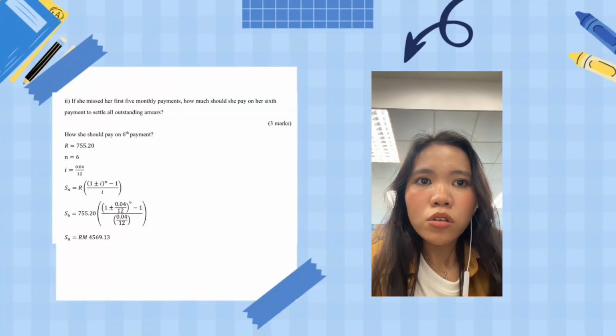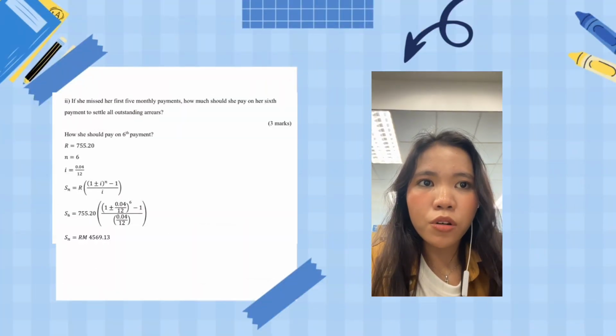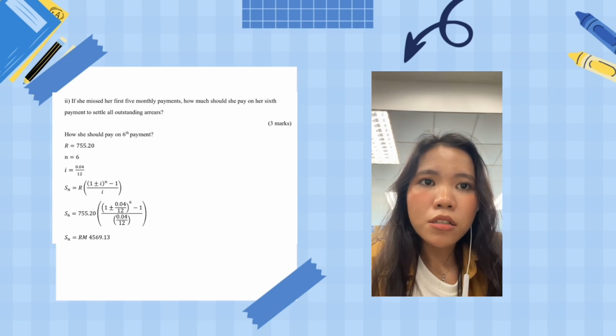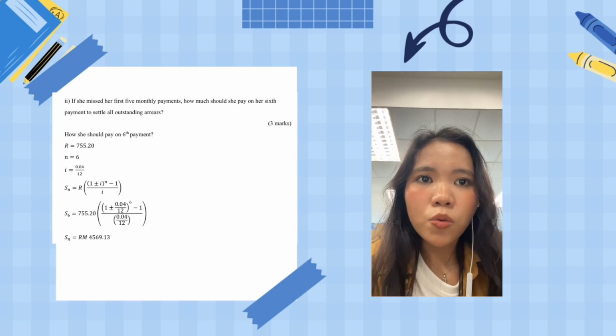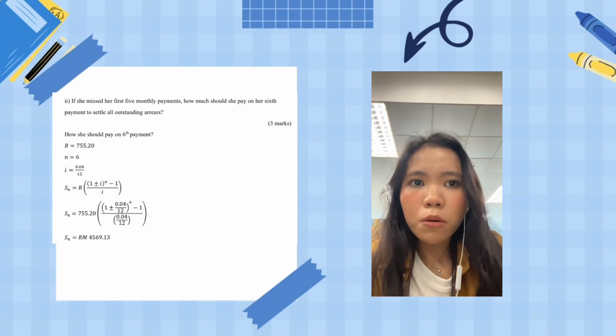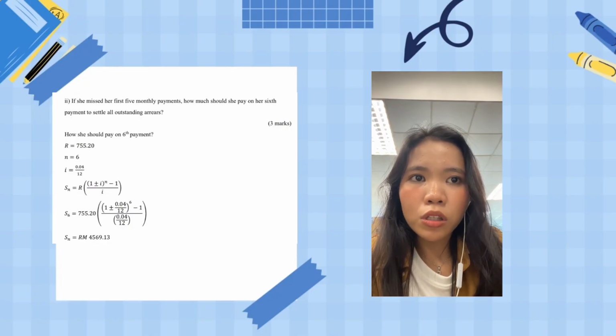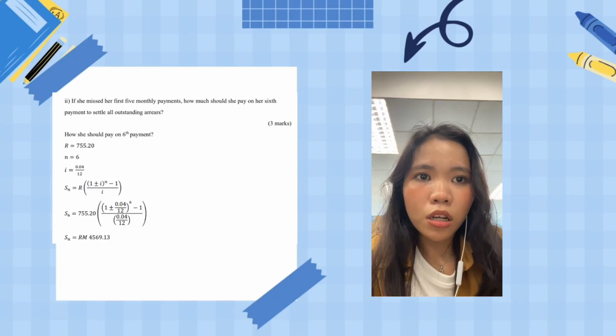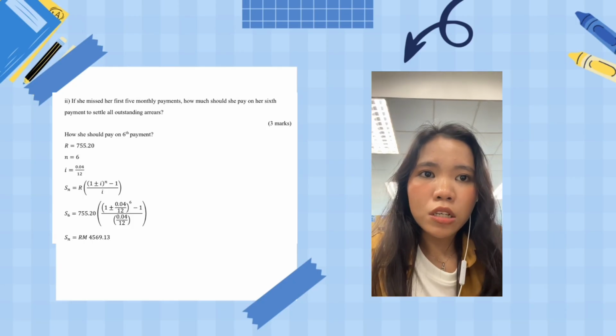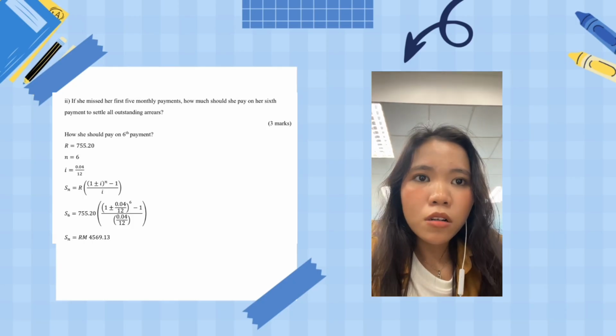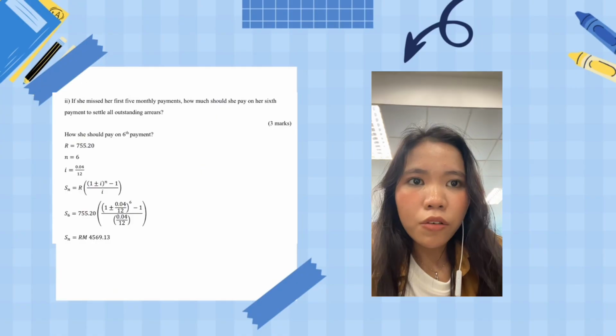We want to know the total amount she has paid after 6 payments. I use the formula for the sum of an annuity. 755 ringgit 20 cents times open bracket 1 plus 0.04 over 12 power 6 minus 1 and then close the bracket, all divided by 0.04 over 12. After calculating, this means after 6 payments, she has paid 4,569 ringgit and 30 cents.